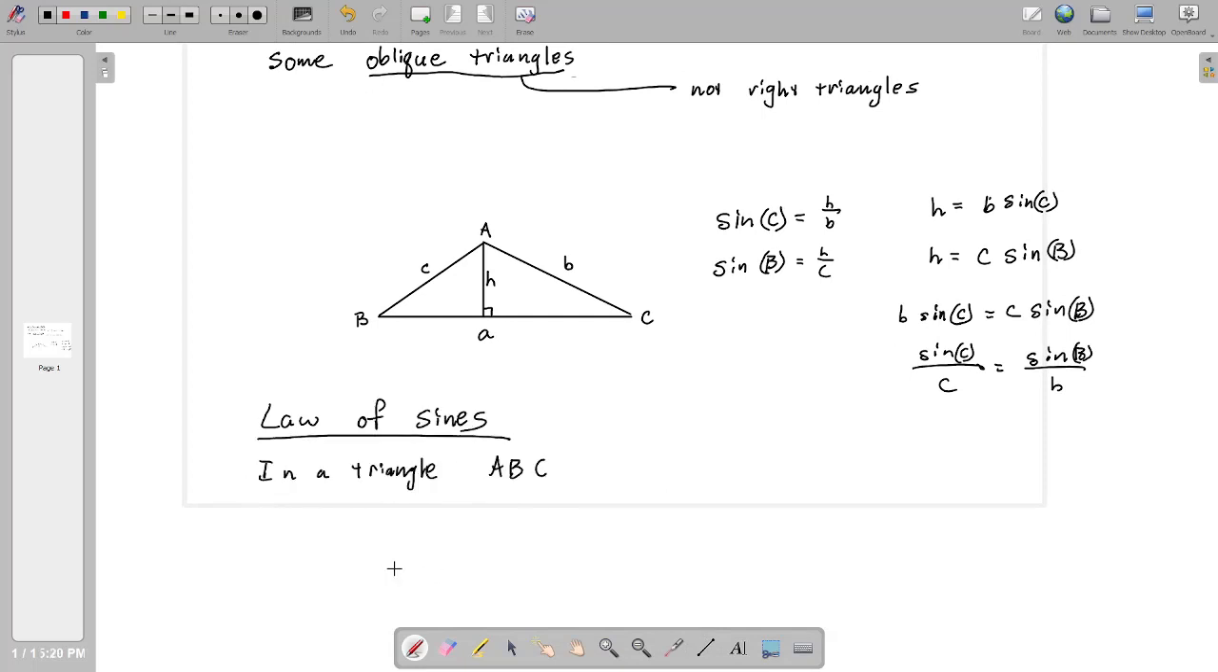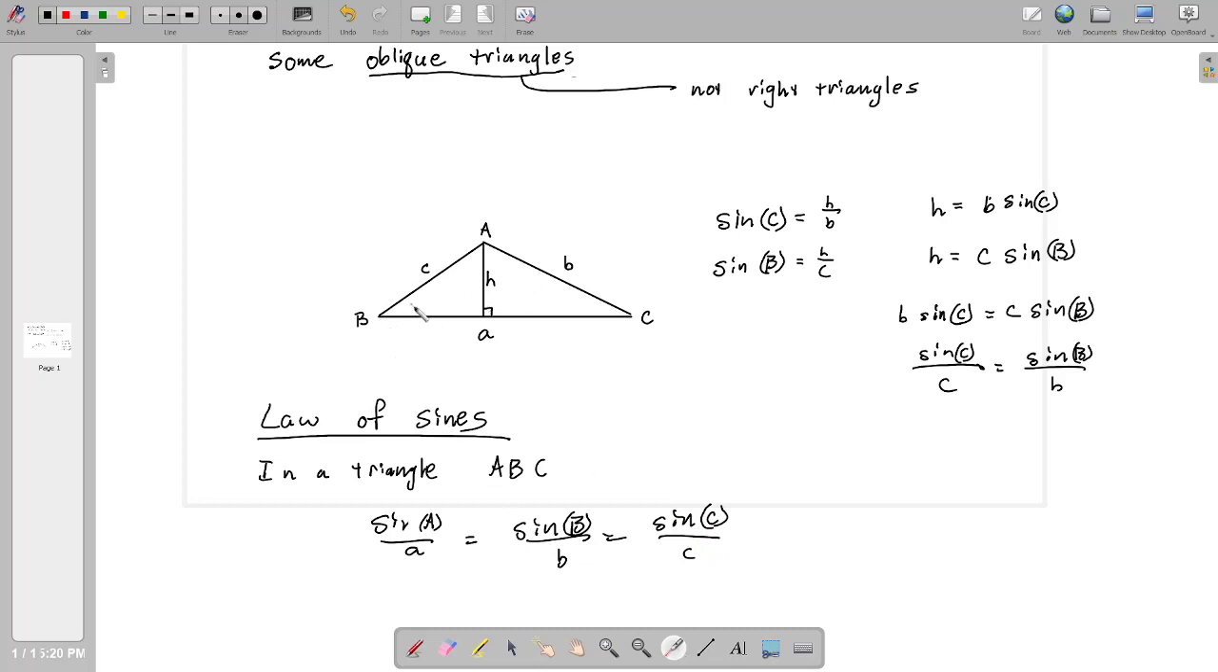In a triangle ABC, sine of angle A divided by side a is equal to sine of angle B divided by side b is equal to sine of angle C divided by side c. Now this is usually pretty easy to remember. Most of the time, people can remember sine of A divided by a, sine of B divided by b, sine of C divided by c. The important part in this is the setup.